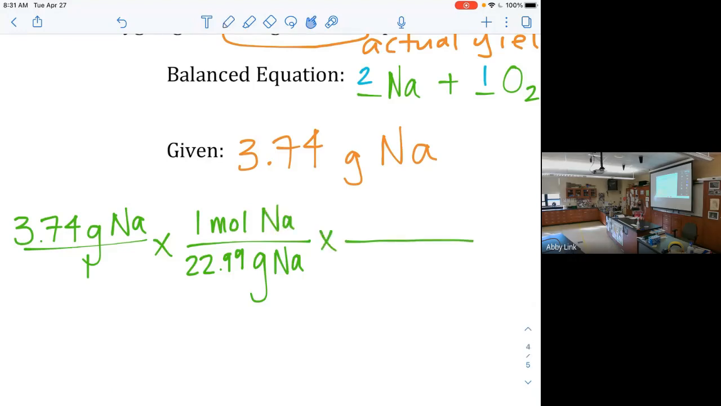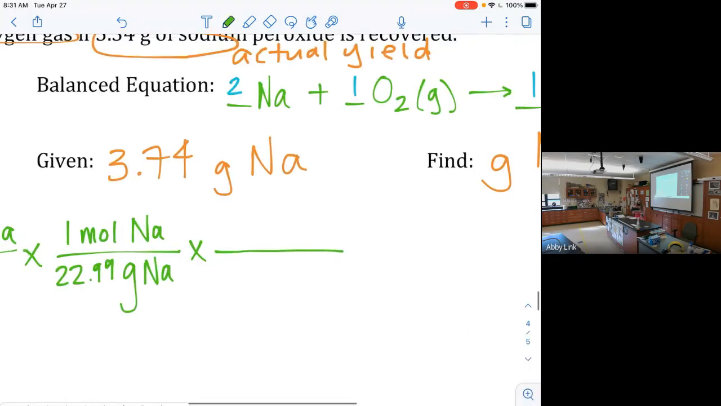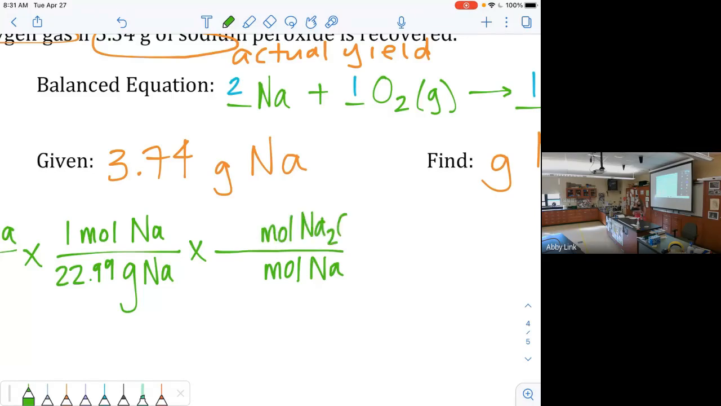I have to keep going because it's asking me for grams of sodium peroxide, right? Well, specifically, it's not asking me for it, but I know that that's what I need to calculate here. All right. On the bottom, I'll go ahead and put moles of sodium so that I can cancel out those units. And we're looking for moles of sodium peroxide. So let's go ahead and put moles of sodium peroxide on the top.